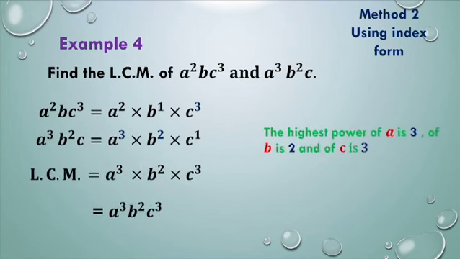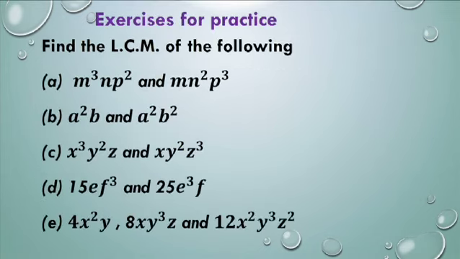So here the highest power for a will be 3, the highest power for b will be 2, and the highest power for c will be 3. So the LCM is a power 3 times b power 2 times c power 3, which gives us a³b²c³. As you can see, we have considered the highest power of a, which is 3. The highest power of b is 2, and the highest power of c is 3. So here are some exercises for you to practice on LCM of algebraic terms.